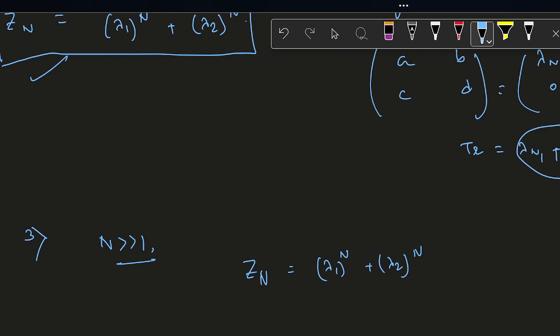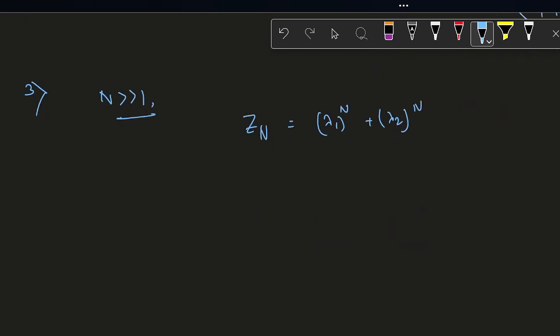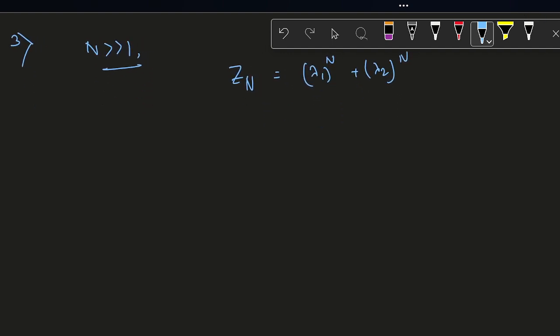So we clearly see that lambda 1 has an addition and lambda 2 has a subtraction, so lambda 1 will obviously be greater than lambda 2. And that means lambda 2 by lambda 1 will be less than 1, because lambda 2 is less than lambda 1. And that means lambda 2 by lambda 1 to the power of n, where n is a very large number, will be very, very small, tending to 0, if n is much greater than 1, given the fact that the ratio lambda 2 by lambda 1 is itself less than 1.